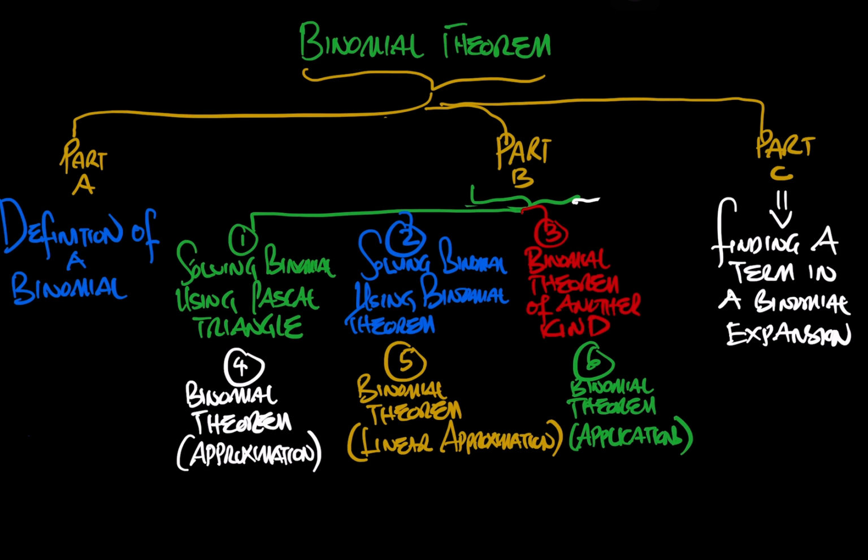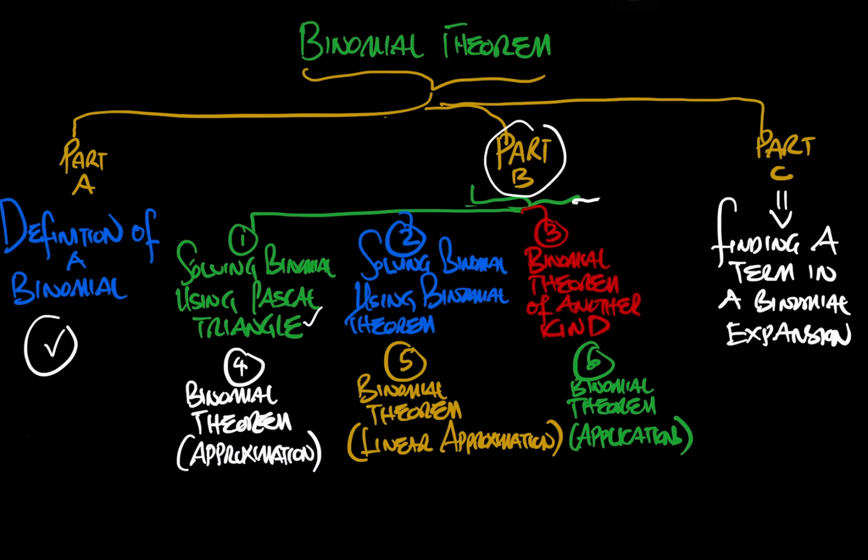So we're going to start with the definition first, and then we'll look at part B. In part B, we're going to look at how we can solve binomials. How can we expand a binomial? We can do that using the Pascal triangle. That's the first thing. And then the second thing is to remove the limitation of the Pascal triangle, which is actually solving a binomial using the binomial theorem.